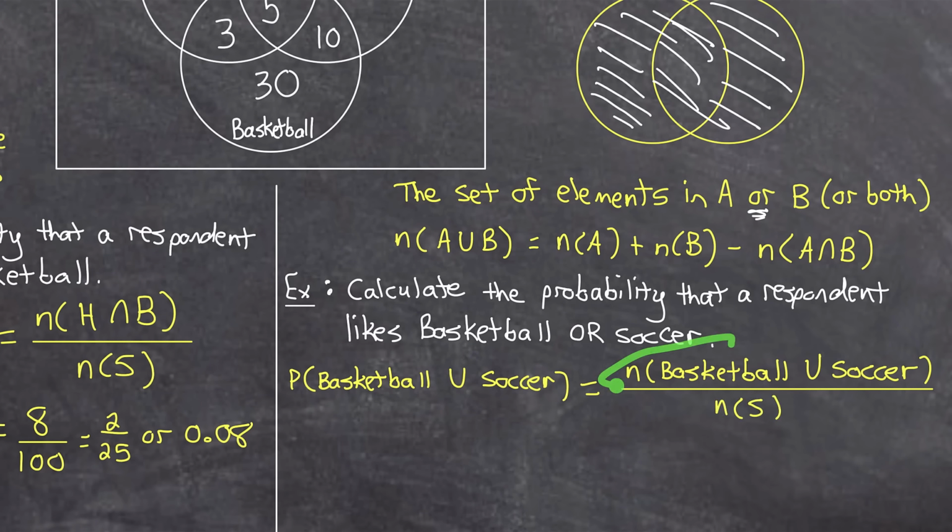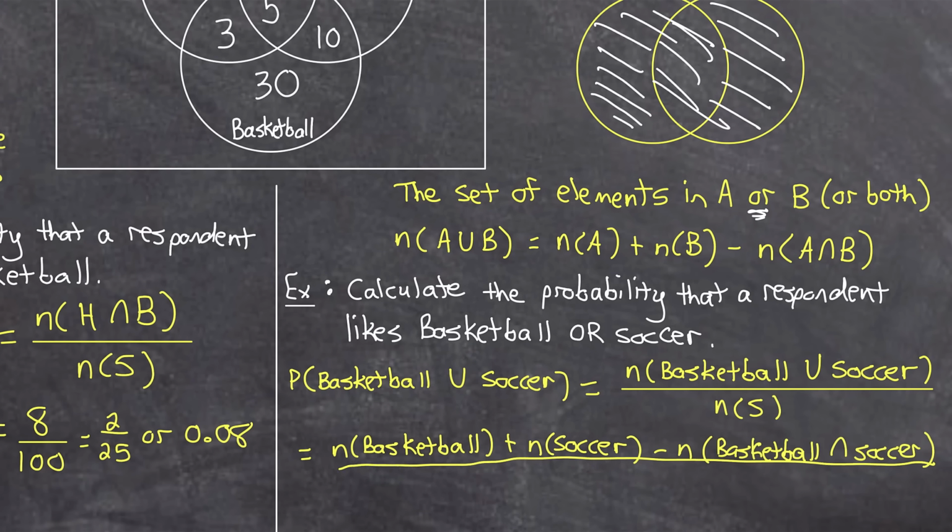Now there are a couple different ways we could figure out the number of people that like basketball or soccer. We could use this formula. If I did that, it would equal the number of people that like basketball plus the number of people that like soccer. But when adding those two together, I would have double counted the people that like both basketball and soccer. So I have to then subtract the number of people that I double counted, the number of people that like basketball and soccer, divided by the number of elements in the sample space.